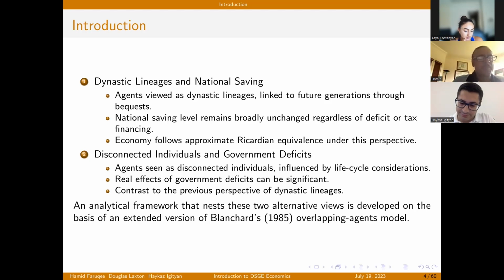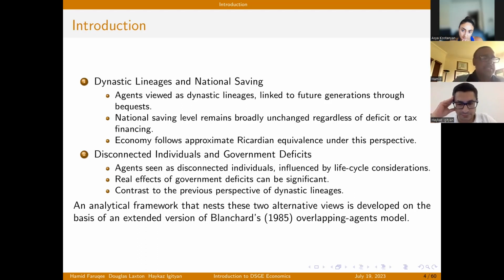So, for example, if the government were to borrow, issue debt and dissave initially, increasing its level of indebtedness, private saving would respond almost equivalently, so that national saving wouldn't change very much. And so under the Barro dynasty interpretation, the model follows not quite Ricardian equivalence, but something very close to it.